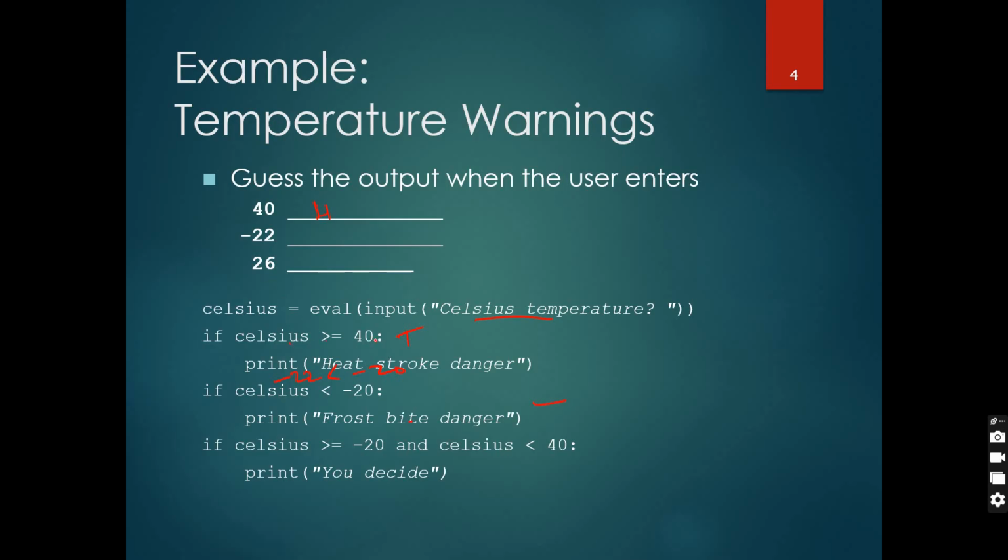Is 26 greater than 40? Now the condition is false. 26 cannot be greater than 40, and is 26 less than minus 20? Condition false. So what happens in this particular case? 26 is greater than minus 20. Yes, the condition is true, and 26 is less than 40. Yes. For the third one, the "you decide" statement is going to be executed. So depending upon these three inputs, three different statements will be executed. This is the output. The first output will be the heat stroke danger, the second output will be the frostbite danger, and the third will be the "you decide".